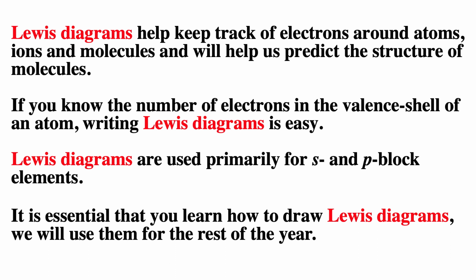Lewis diagrams help keep track of the valence electrons around atoms, ions, and molecules. It's just about the valence electrons. If you know the number of valence electrons, drawing Lewis diagrams is not too hard. Lewis diagrams are primarily used for S and P block. The S block is composed of the two columns on the left-hand side of the periodic table. The P block corresponds to 6 columns on the right-hand side of the periodic table. But it is essential that you learn how to draw Lewis diagrams.